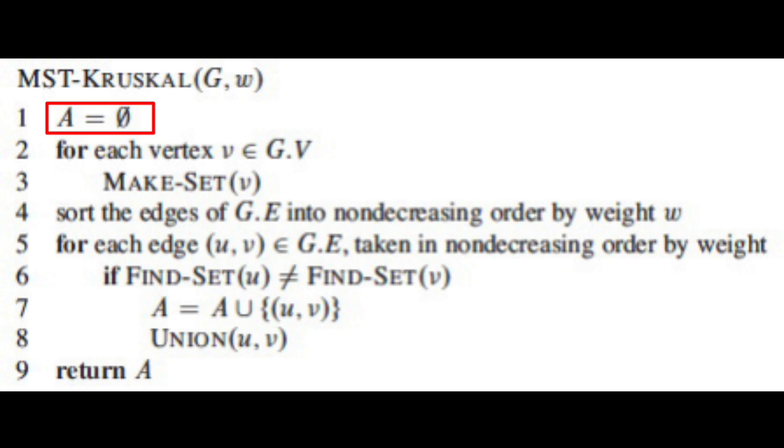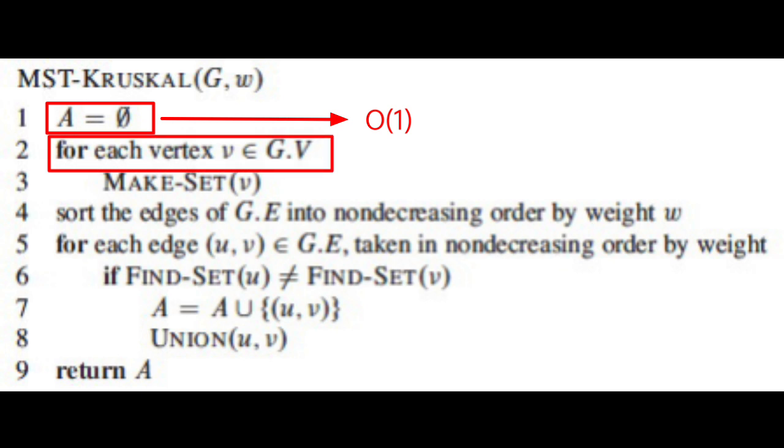Line 1 is an assignment statement and hence the time complexity of this line will be O(1). The for loop in line number 2 examines the vertices of the graph and hence the number of times this for loop runs will be V, where V is the number of vertices in the graph. Let's talk about the makeset function in line number 3 later.